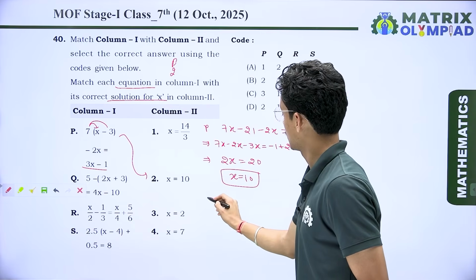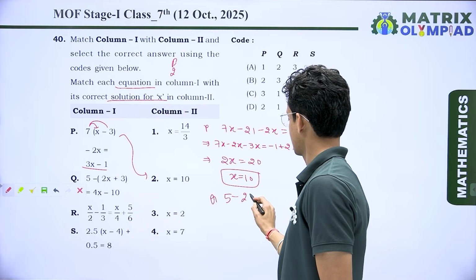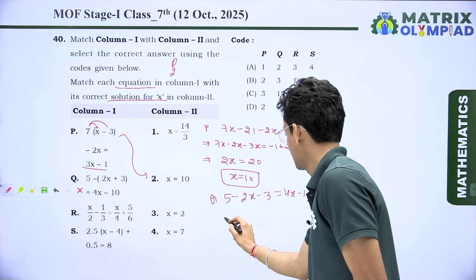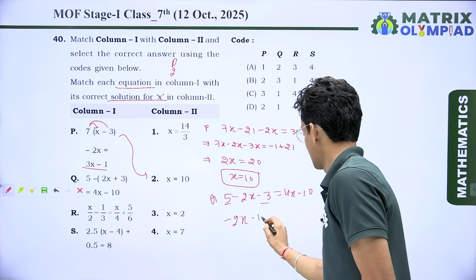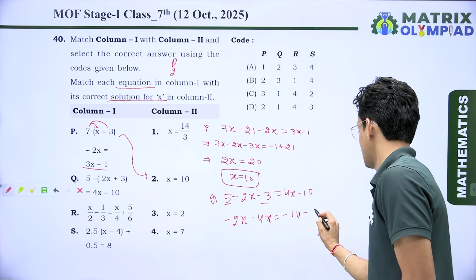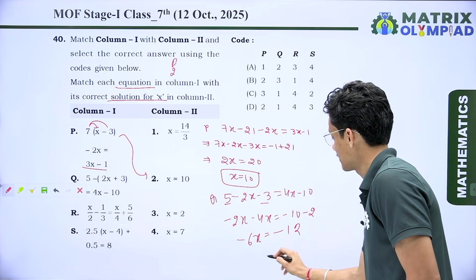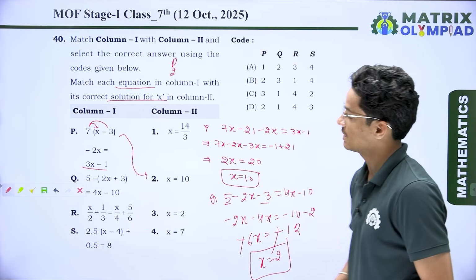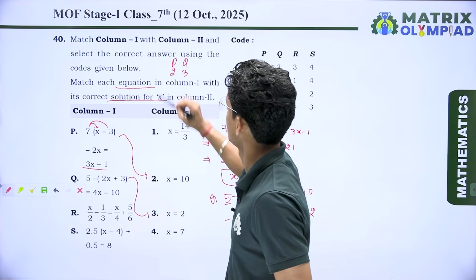Now if I talk about Q, that is 5 minus 2x minus 3, which is equal to 4x minus 10. So I can write here 5 minus 3, it means 2. So I can write minus 2x minus 4x is equal to minus 10 minus 2. So minus 6x is equal to minus 12, and minus minus is plus, so the value of x is 2. It means Q is connected to 3. So I can write here Q is connected to 3.